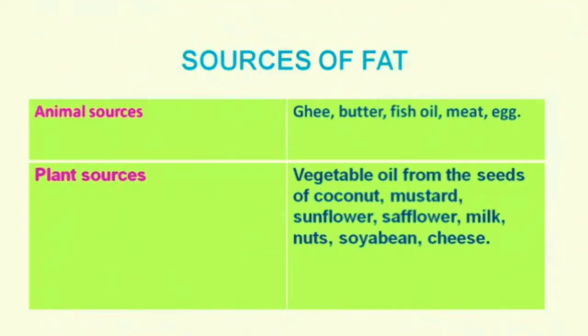In animal sources, we have ghee, butter, fish oil, meat, egg, etc. From the plant sources, we have vegetable oils from the seeds of mustard, sunflower, safflower, etc.